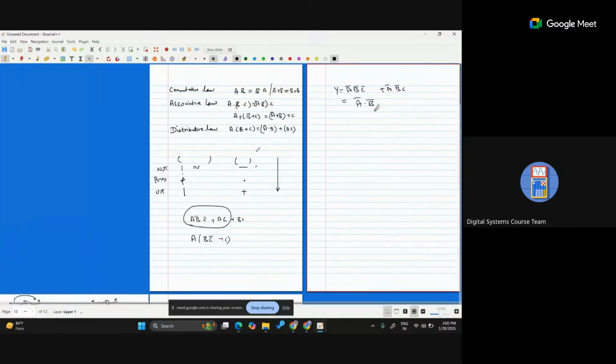So I have 3 literals in both the product terms. If I concatenate A comma B comma C as a binary number, this is equal to 0 0 0 and this is equal to 0 0 1. These two numbers have only a 1-bit variation. If only a 1-bit variation is there, 3 literals come down to 2 literals.